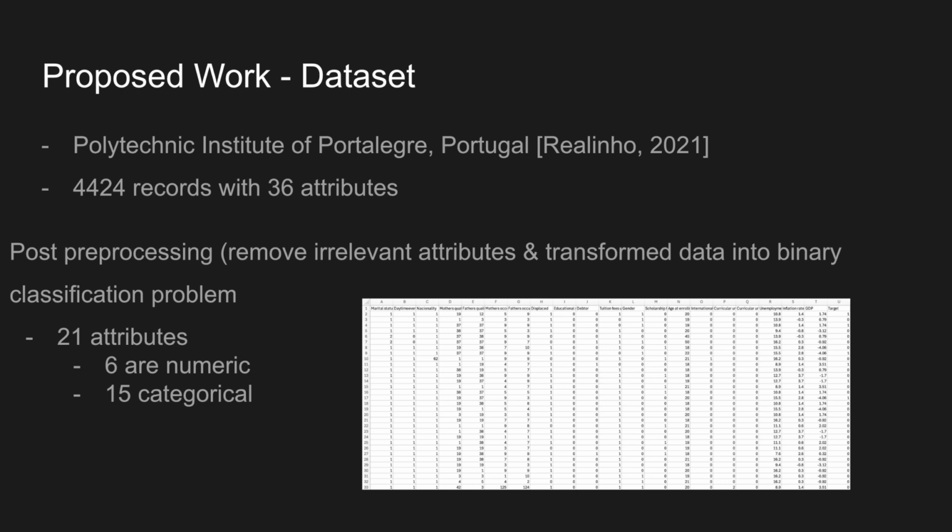With our dataset, we use pre-processing in order to remove irrelevant features and to transform the data into a binary classification problem. Our dataset for our actual work is condensed into 21 attributes from those original 36, where 6 are numeric and 15 end up being categorical.